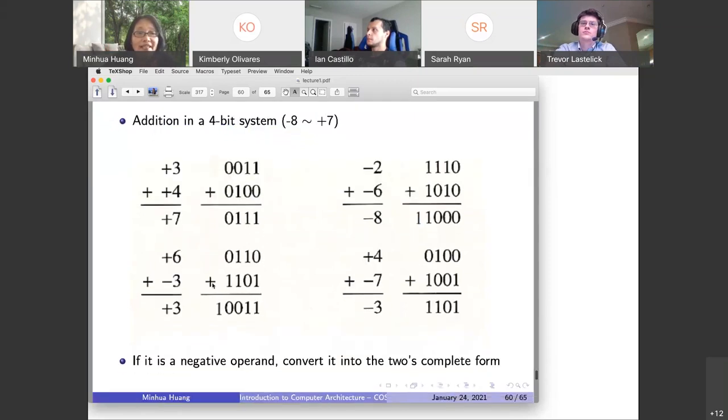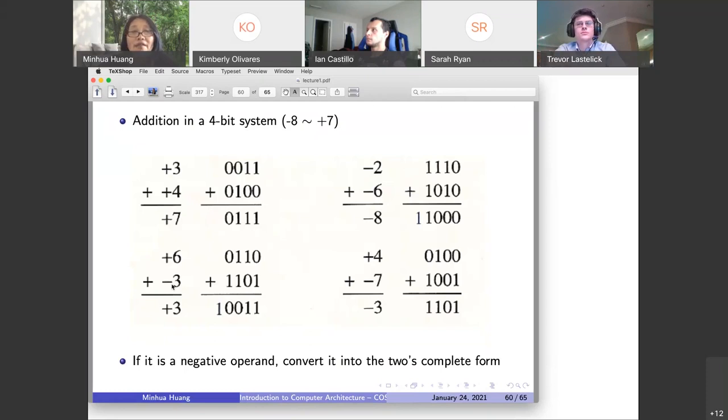If it is a negative number, it is represented by the two's complement. So for negative three, you write three, which is 0 0 1 1, then you take the two's complement: invert to 1 1 0 0, then plus one, and you get the result 1 1 0 1.